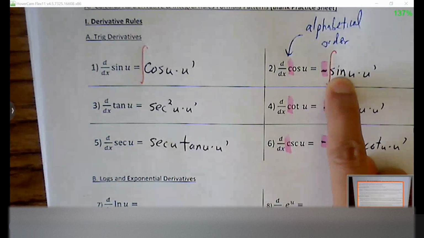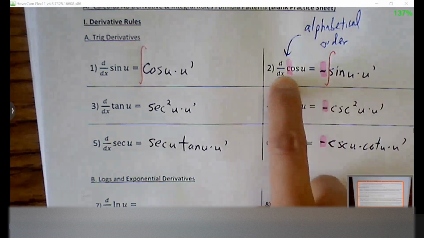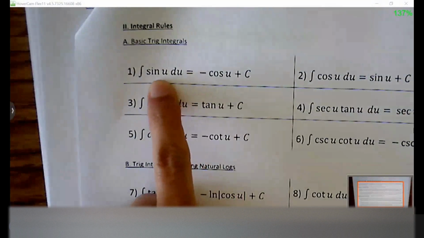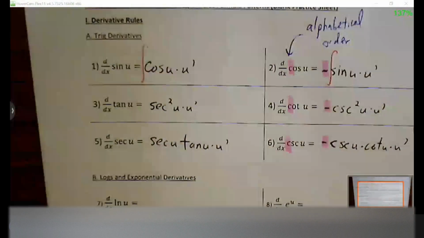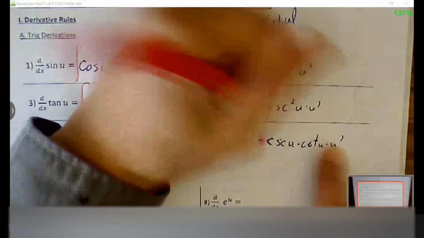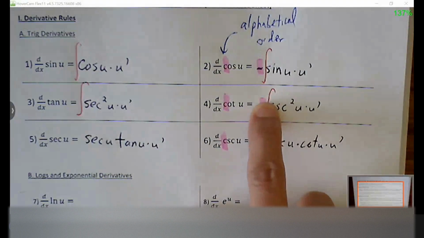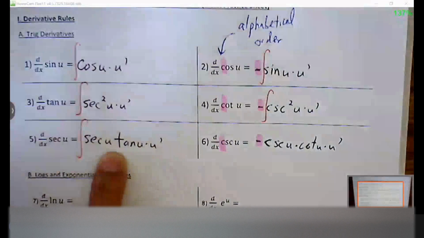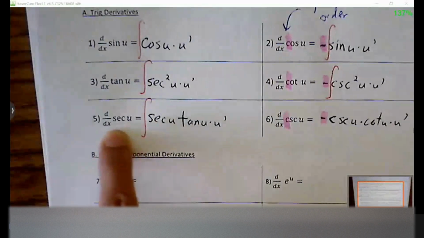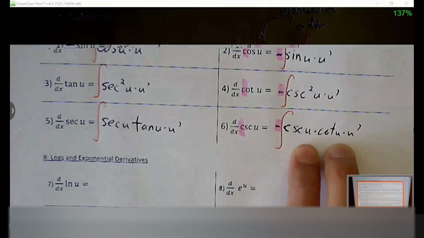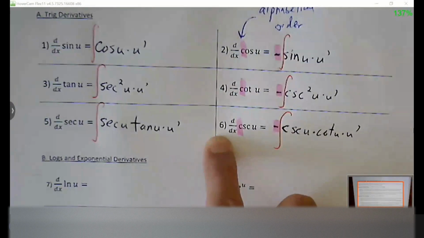So the integral of sine, that negative is going to have to go somewhere, so it's going to be a negative cosine. So that's the rule here. Integral of sine is just negative cosine. Integral of secant square u du is just tangent u plus c. Integral of cosecant square u, that negative is going to go over here, is negative cotangent u plus c. The integral of secant u tangent u is just going to be secant u plus c. The integral of cosecant cotangent u du is just negative cosecant u plus c.